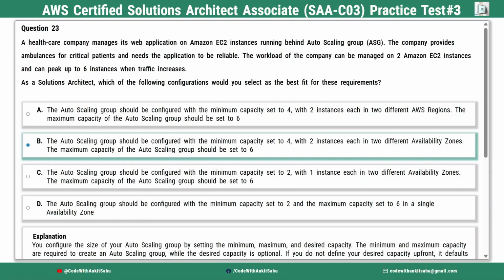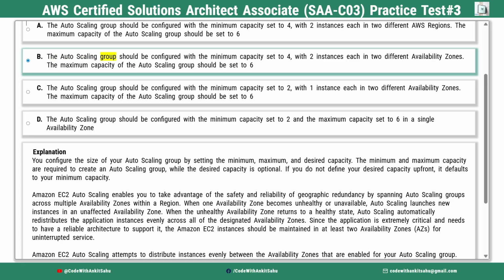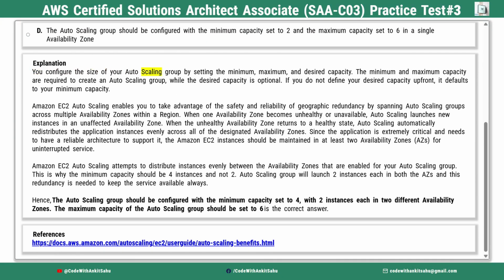Correct answer. Option B. The auto scaling group should be configured with the minimum capacity set to 4, with 2 instances each in 2 different availability zones. The maximum capacity of the auto scaling group should be set to 6. Explanation: you configure the size of your auto scaling group by setting the minimum, maximum, and desired capacity. The minimum and maximum capacity are required to create an auto scaling group, while the desired capacity is optional. If you do not define your desired capacity upfront, it defaults to your minimum capacity.